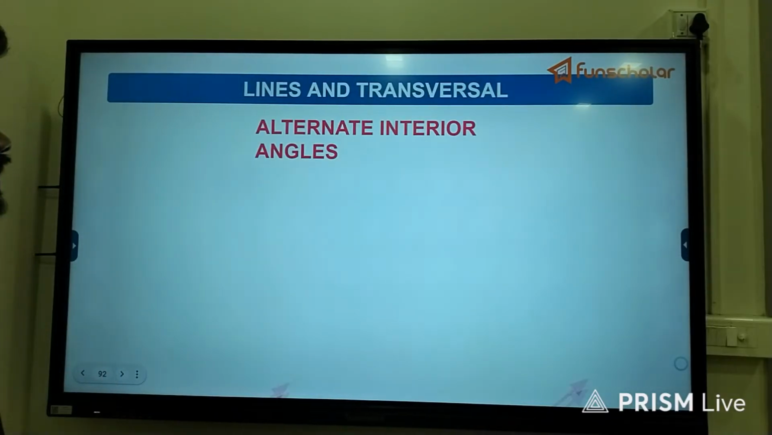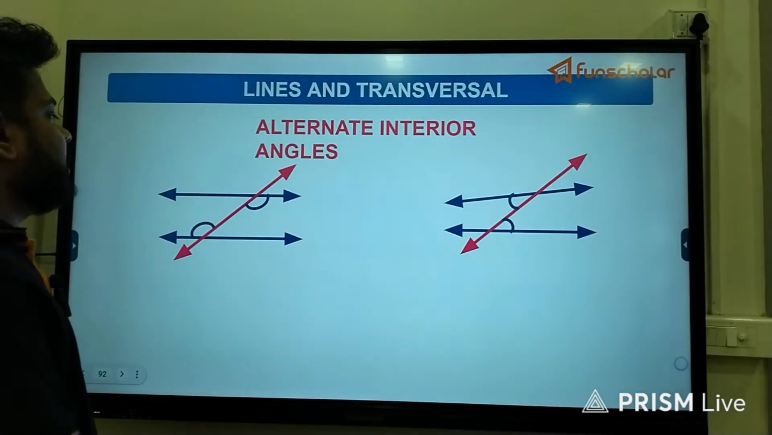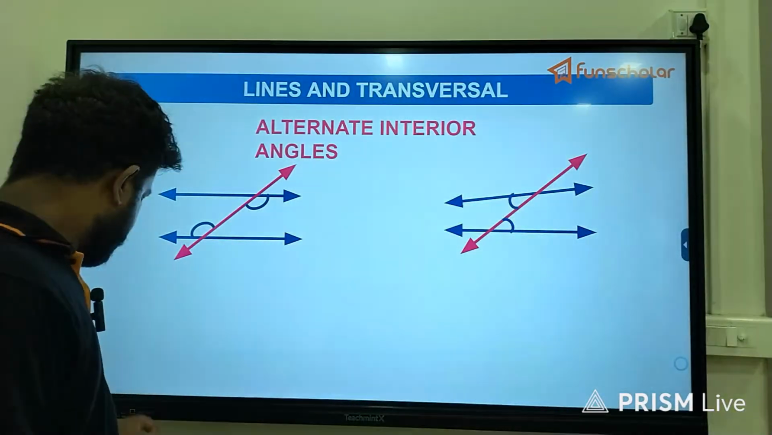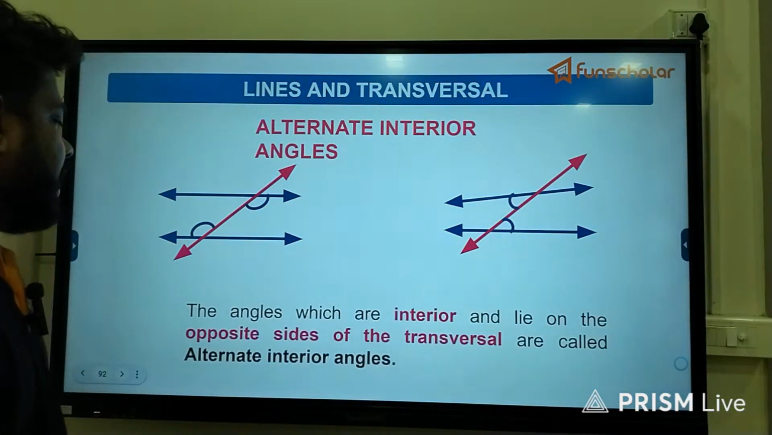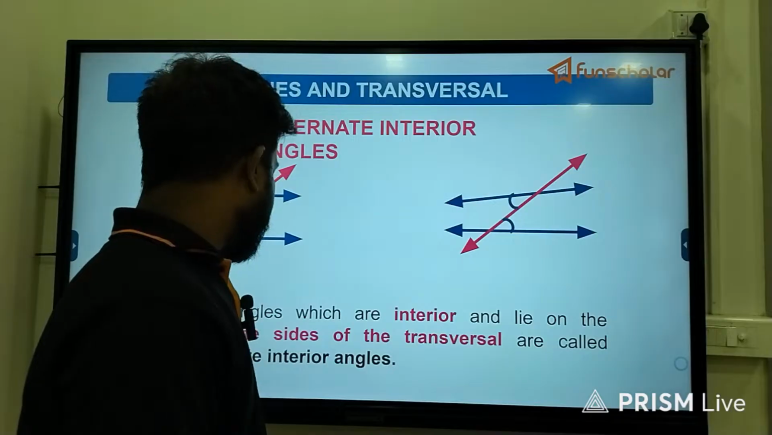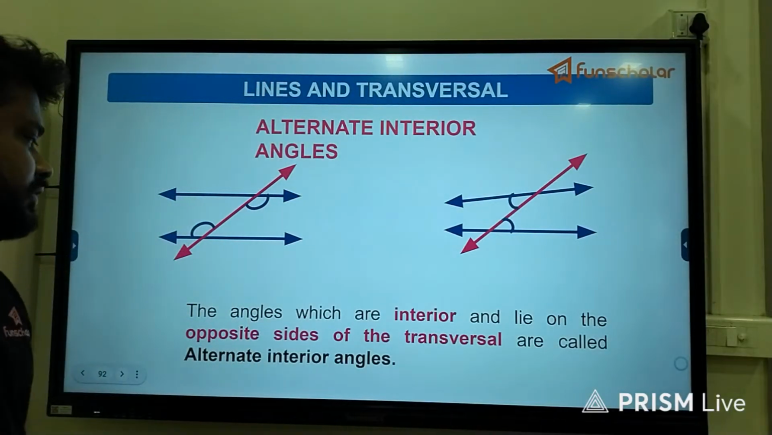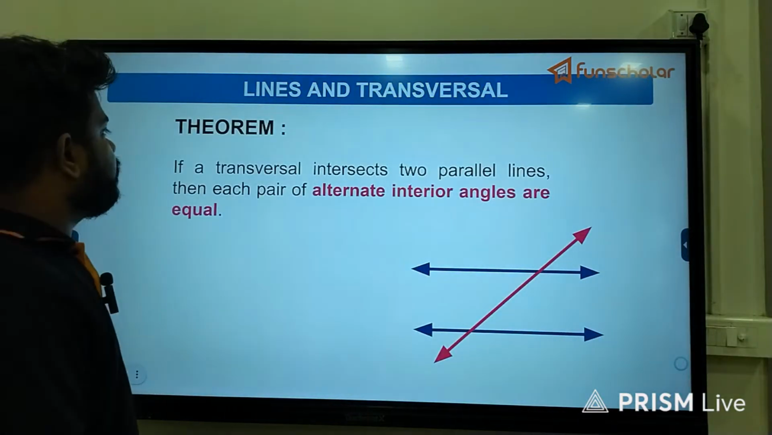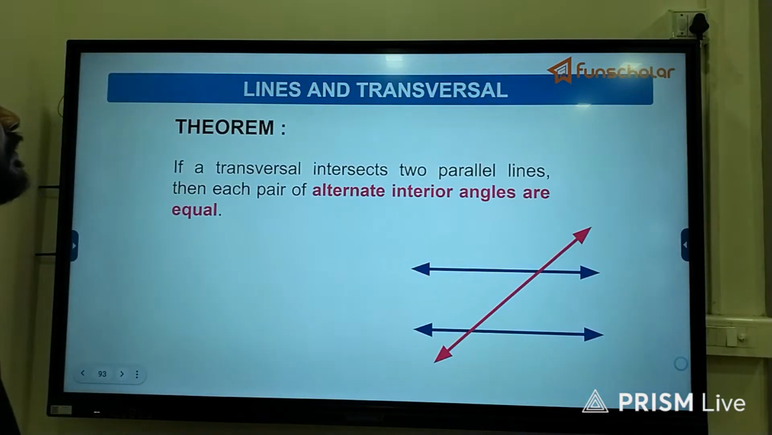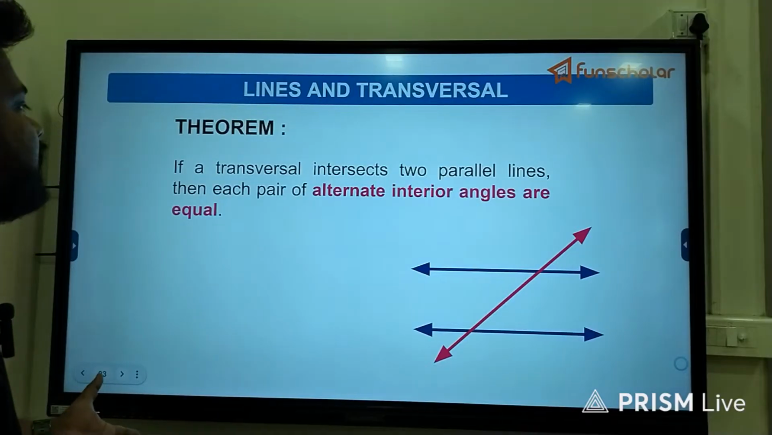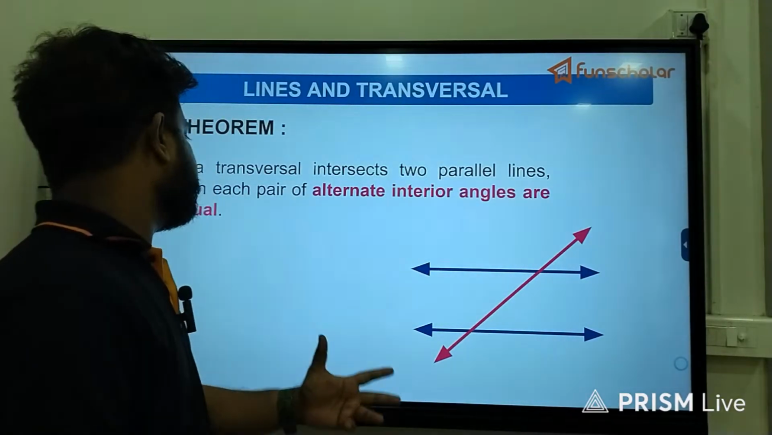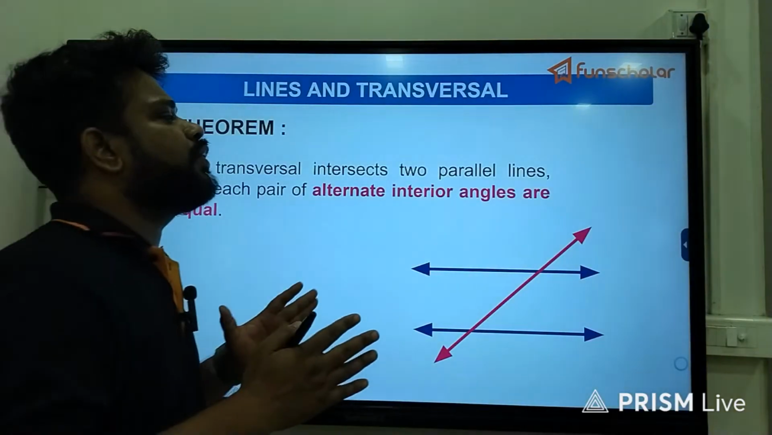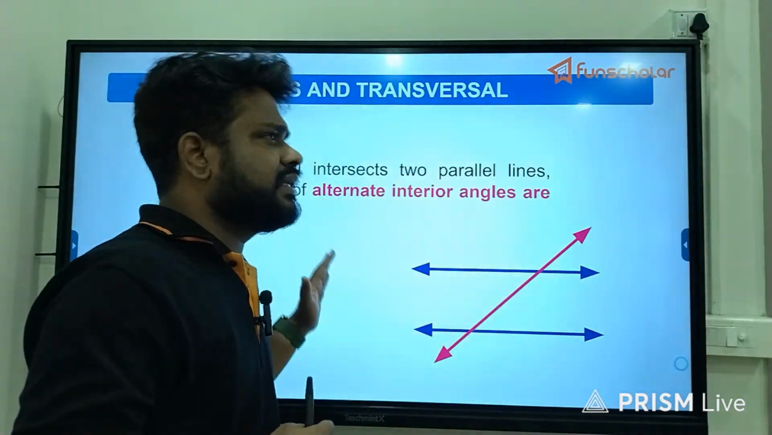Okay, now alternate interior angles. So alternate interior angles are these two and these two. The angles which are interior and lie on the opposite sides of the transversal are called the alternate interior angles. It also has a theorem: if a transversal intersects two parallel lines, then each pair of alternate interior angles are equal.